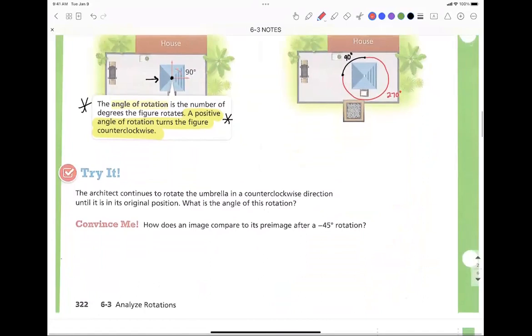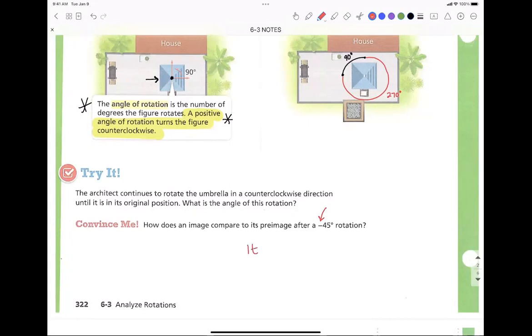Let's see. How does an image compare to its pre-image after a negative 45-degree rotation? What do you guys think? First of all, you got to pay attention. It's a negative 45 degrees. So that means it's turning which way? Clockwise. All right. So how does the image compare?